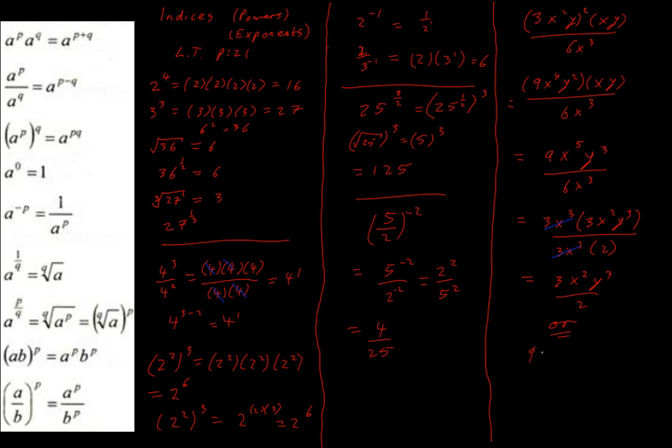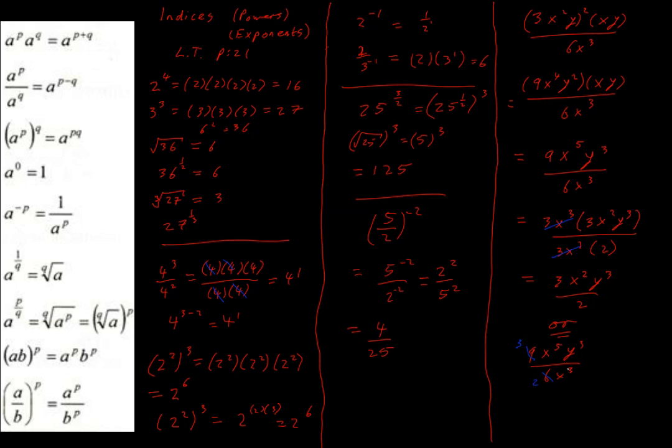Or another perfectly valid version of that would be to start with 9x to the power of 5 y cubed all over 6x cubed. Look for what's common, and partially you do this version in your head, but so long as you're clear about what you do with your lines through, you should get full marks for it. So I recognize that 3 is the highest common factor between these, so I divide 3 in, and I get 3 and 2 on the top.